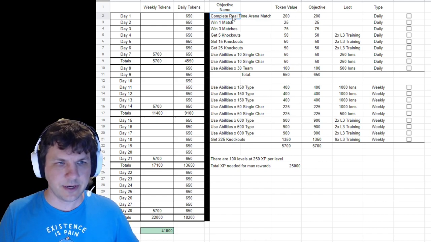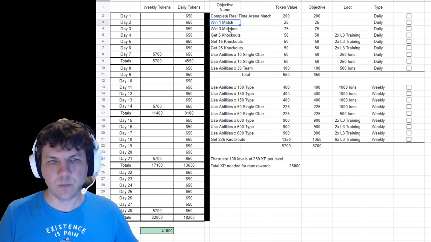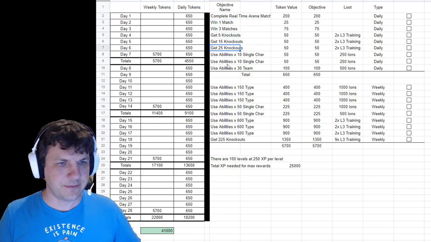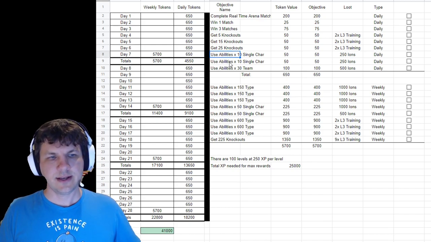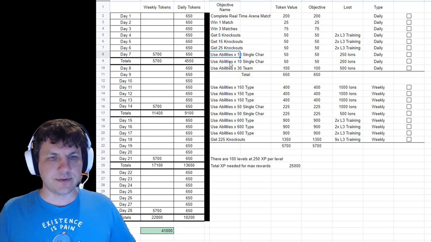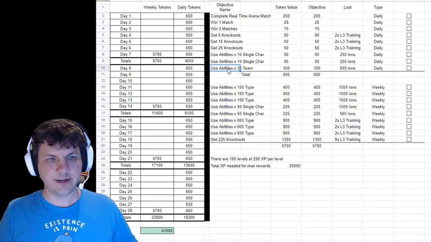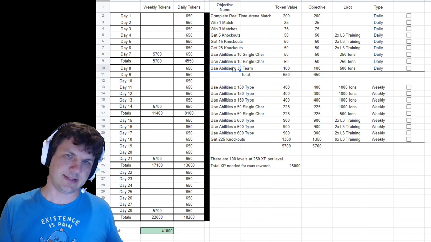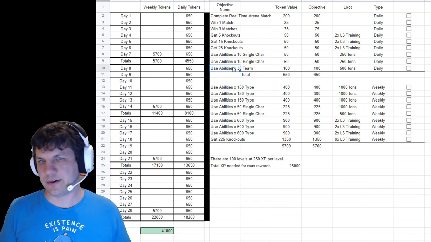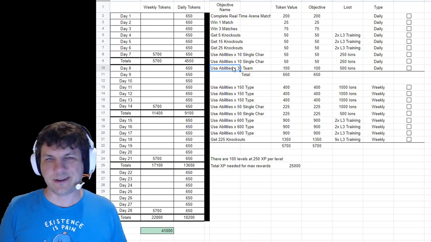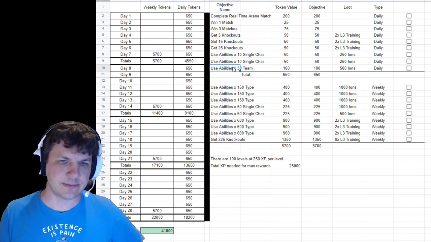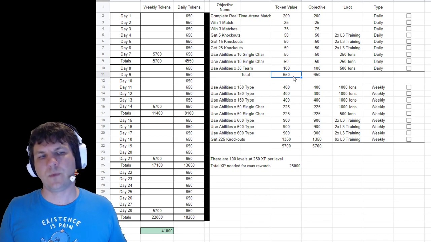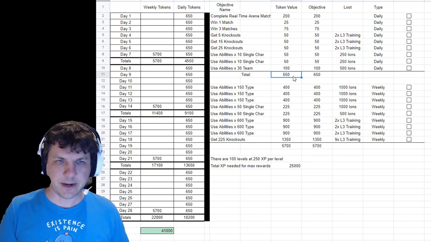So each day we're going to complete one match, win one match, win three matches, and get 5, 15, and 25 knockouts. Then there's going to be two single character ten ability uses for 50 each, and then one 30 ability use for a team type. And this is usually a team trait for synergy, like Brotherhood or Shield or Fantastic Four or Pym or something like that, which has been pretty popular. And those are worth 100. So if you were to do all of those in one day, you get 650 tokens, right?